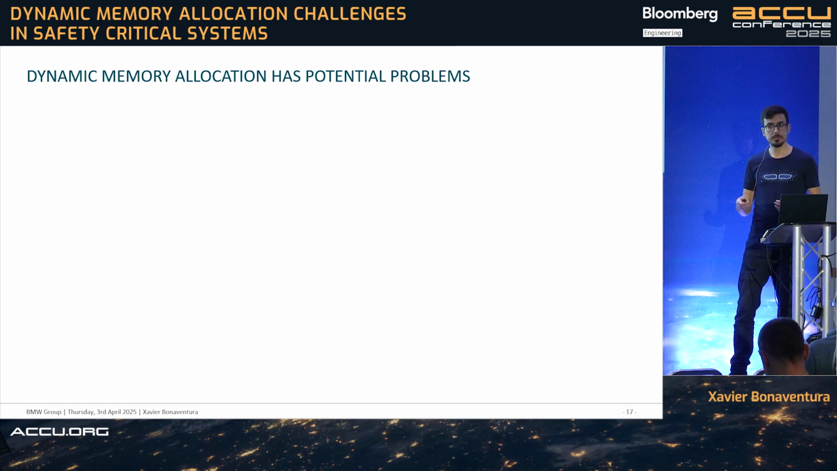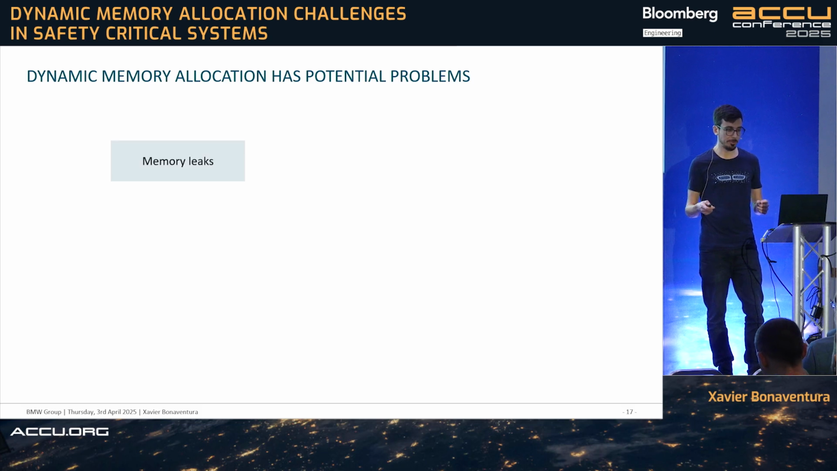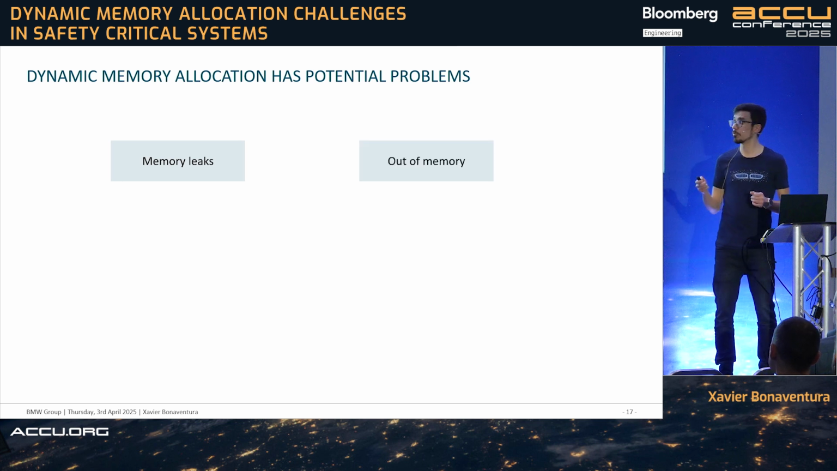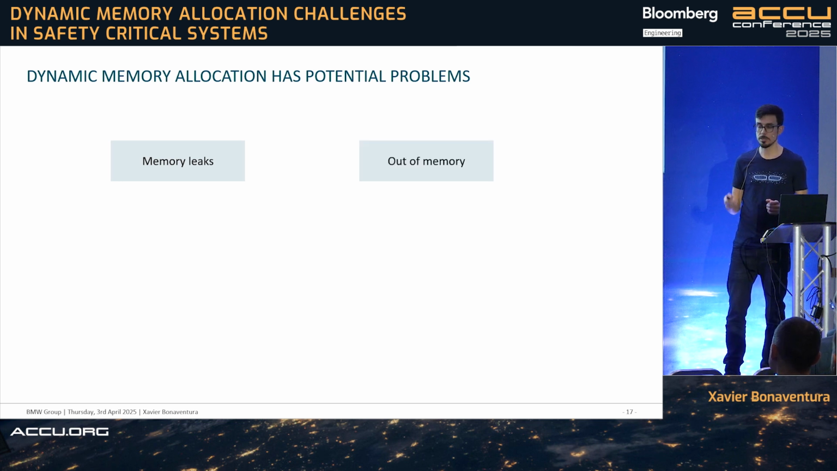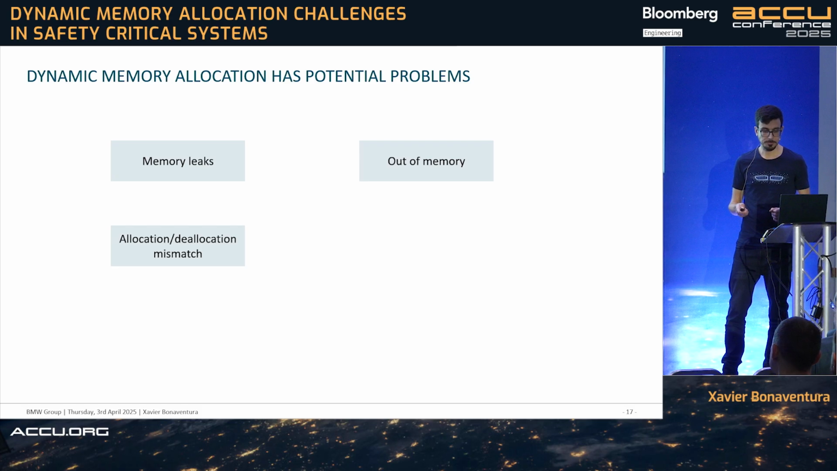But the most important thing is that most of these guidelines have a rationale, and they tell you why. These are the important parts to keep in mind. First, we want to achieve that we do not have memory leaks. Why? Because we also want to make sure that we do not run out of resources. We want to avoid out of memory. We want to avoid allocation-deallocation mismatch. We will see a bit later what that means.